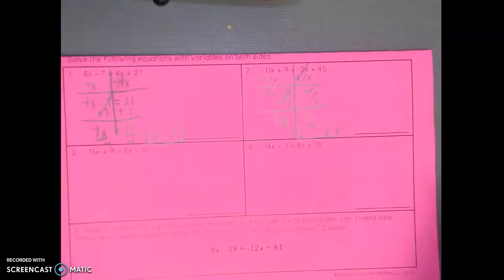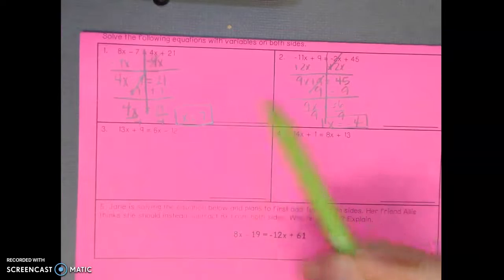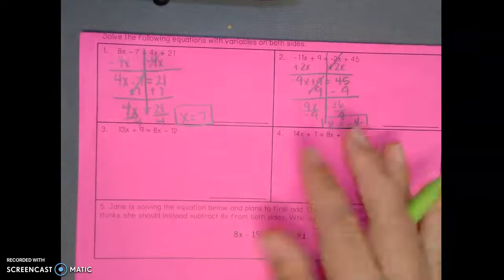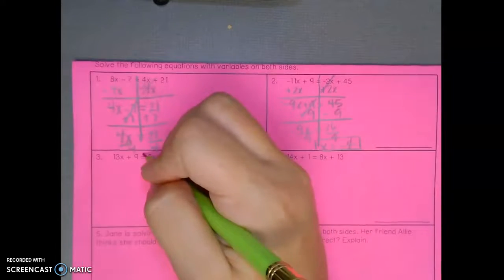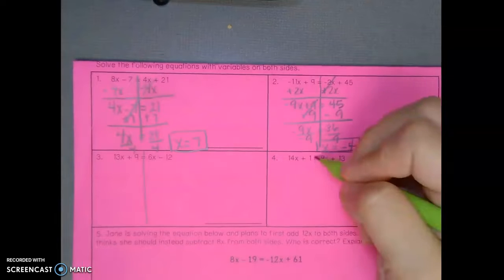I'm gonna fold this in half just so we have a little bit more room to look at. All right, so let's look at these bottom 2 questions. Question 1 and question 2 were answered in the videos, so you should already have those, but we're gonna work through 3 and 4 together.